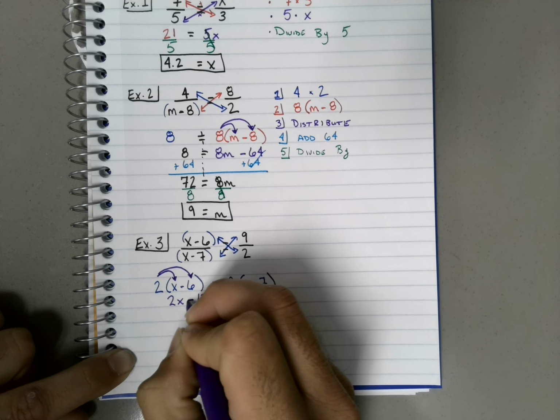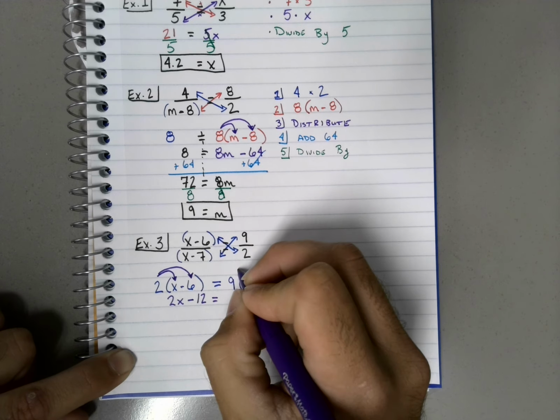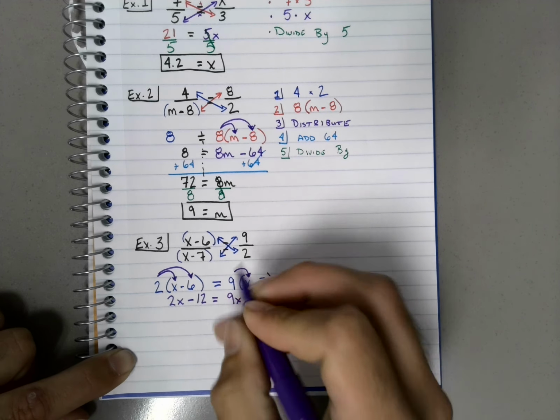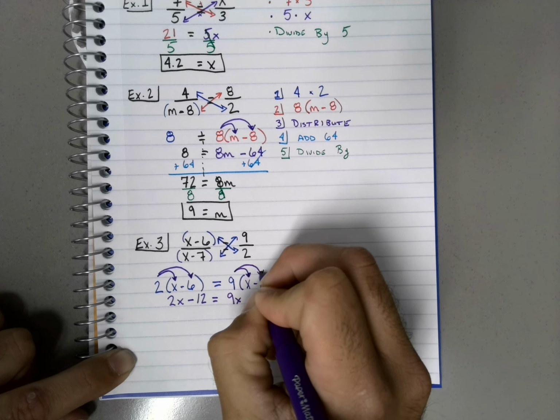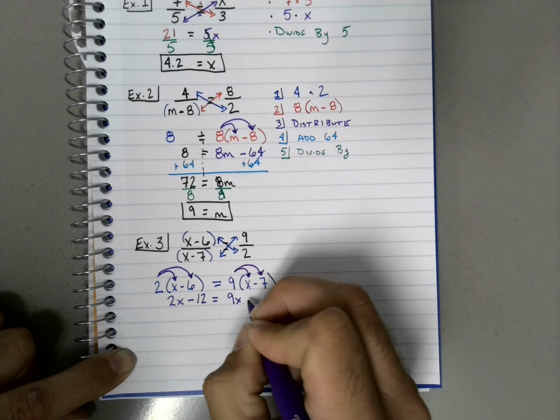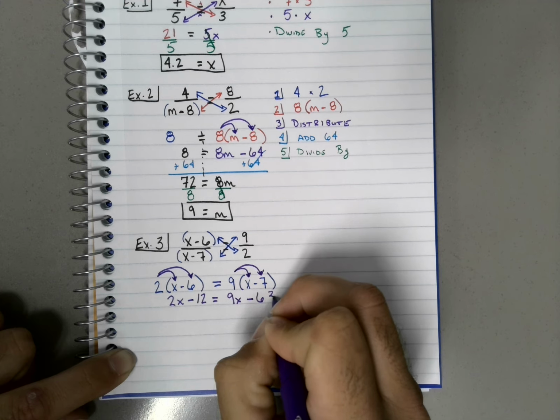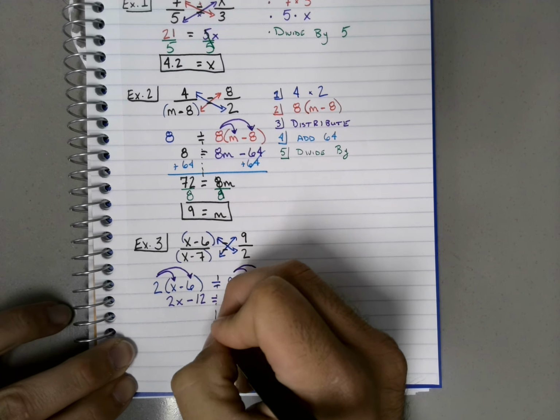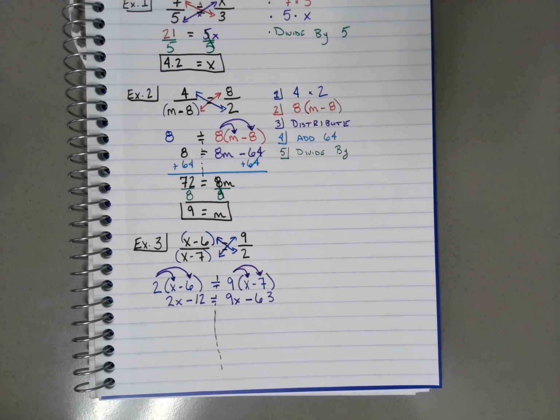Use your multiplication to determine your sign. 9 times x is 9x. 9 times negative 7 is negative 63. Okay, I'll draw my line here. Sorry. Not a lot of you like that line there.